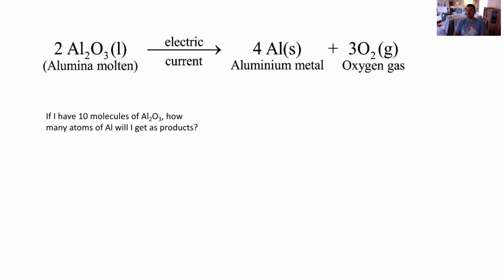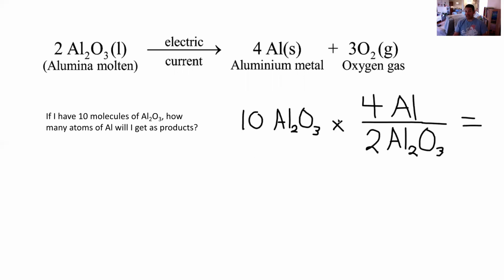If I have 10 molecules of Al2O3, 10 molecules of aluminum oxide, how many atoms of aluminum will I get as products? Let's think about the ratio. For every 2 aluminum oxides, I get 4 aluminum atoms. So that's a 2 to 4 ratio. So it's twice as much. I get twice as much aluminum metal for every 1 aluminum oxide.